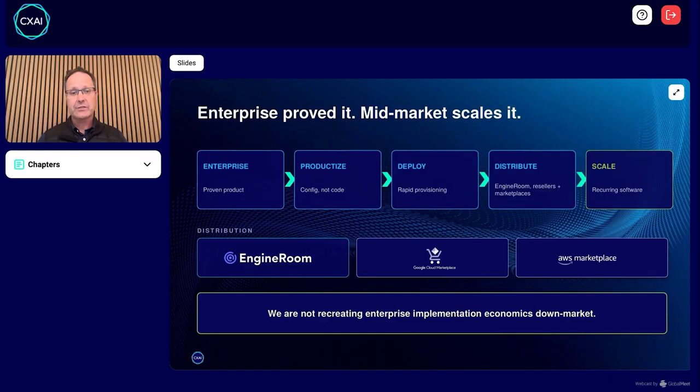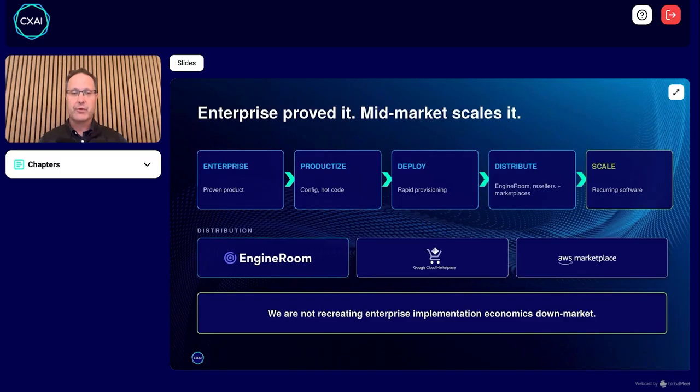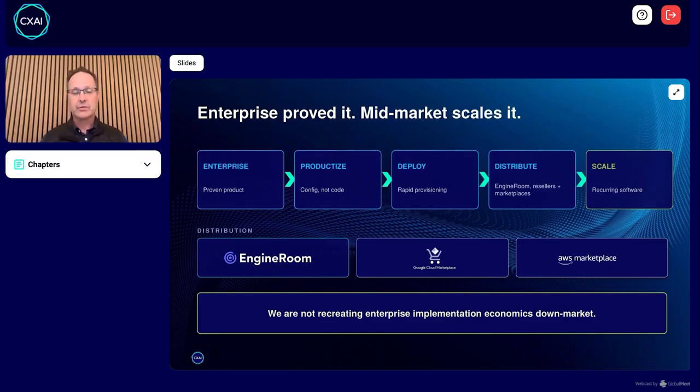We've got resellers that are signed up and ready to go for this, and we've got our marketplace partners where somebody's going to be able to go into the marketplace where they're already buying software, AWS or Google, buy it, start using it. So the time to value is extremely fast, which of course is going to result in scale.